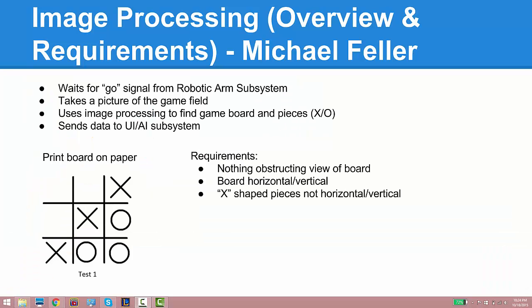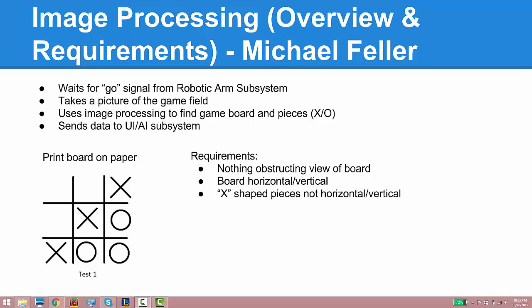Hello, my name is Michael Feller, and I'm in charge of the image processing subsystem. The image processing subsystem waits to receive a go signal from the robot arm control subsystem. Then it takes a picture of the game field, performs image processing using hue transforms to find the game pieces and locations, and sends the data to the UI AI subsystem.